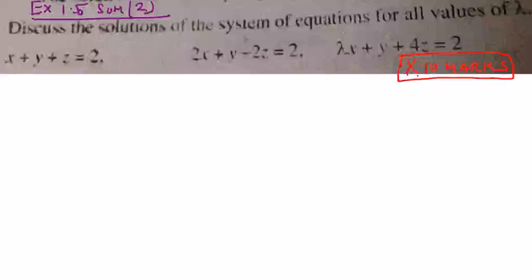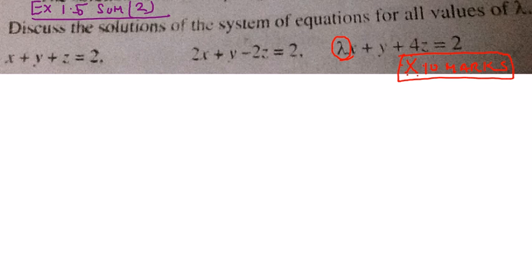This is exercise 1.5, second sum. So you've been given three different non-homogeneous linear equations. We have to find the solutions for this set of equations for all possible values of lambda. Exercise 1.5, the second and third sums are very important 10 mark questions. So let's get started.